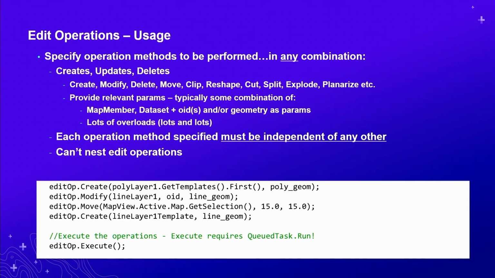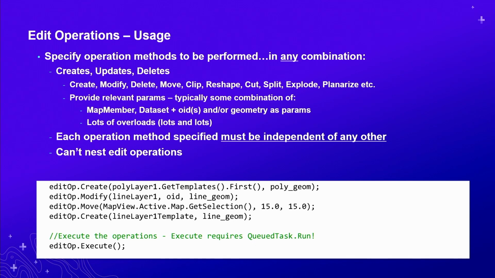So in terms of the workflow, this is how we actually perform edits. On the edit operation class, we have a lot of methods to actually achieve edits. Most popular are create and delete, of course, but you also have move, modify, and more. Essentially, we have a method for each command that we see on the actual UI itself. So the more common ones there: clip, reshape, cut, etc. You specify the method and also the parameter to achieve that particular edit.